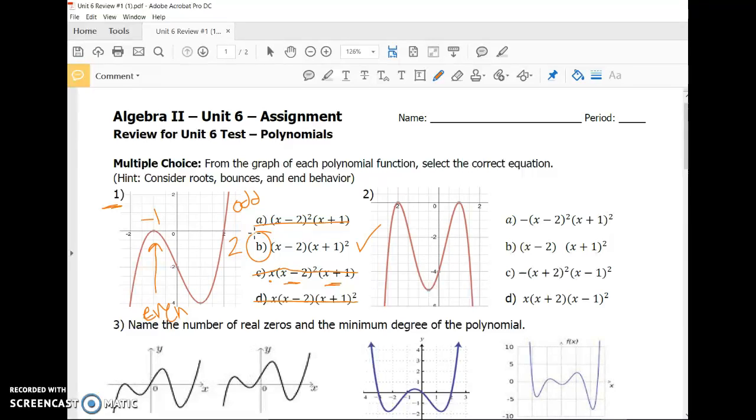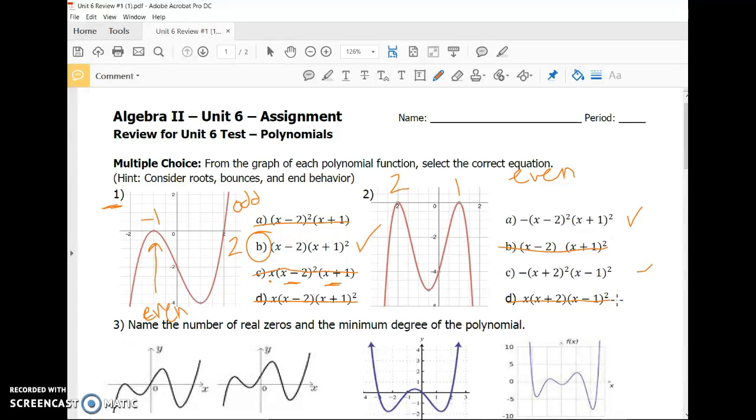Let's look at this second one. This second one, we have a 0 at 2, and we have a 0 at 1. And they both bounce, so they both have to be even. Well, this one meets the requirements. This one doesn't because they're not both even. This one meets the requirements. And this one doesn't meet the requirements.